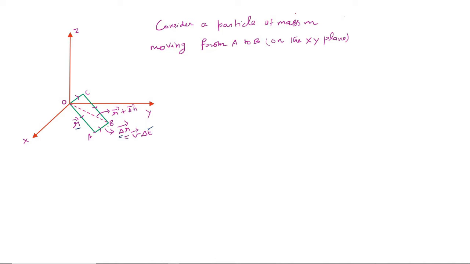This is very clear because if AB is delta r and OA is r, then OB should be r plus delta r, according to the law of triangle of vector addition. OA plus AB will be equal to OB, which is r plus delta r. Remember the physical situation: the particle is moving from A to B and the time taken is delta t, which is very small.